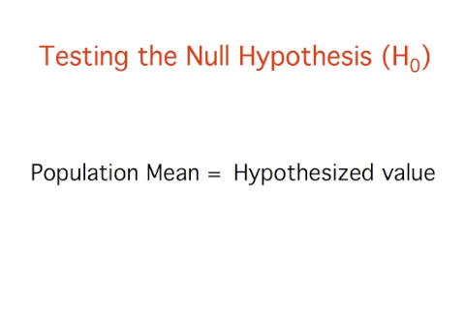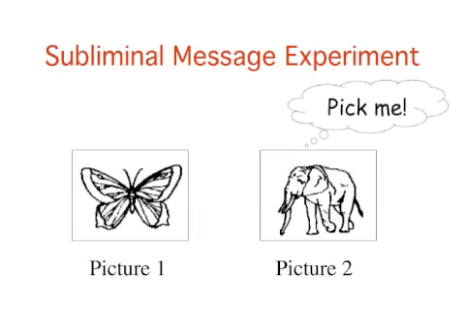In this section, we'll see how to test the null hypothesis that the population mean is equal to some hypothesized value. First, let's look at an example. Suppose an experimenter wanted to know if people are influenced by a subliminal message. She shows 9 subjects a series of 100 pairs of pictures, like the one shown here. As each pair of pictures is shown, a subliminal message is presented, suggesting the picture that the subject should choose.